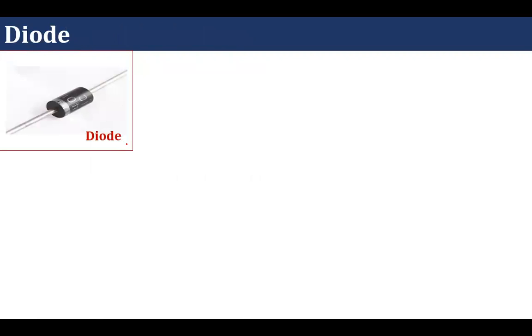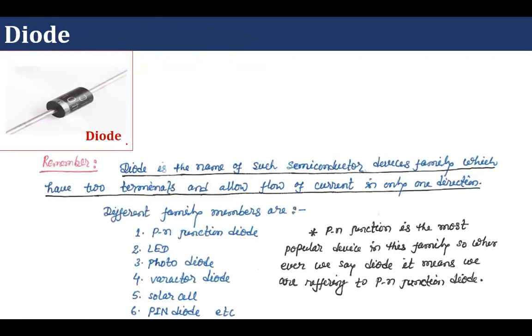So this is the diode. Now let's define what a diode is. Diode is the name of a semiconductor device family. It is a device family name whose members have two terminals and allow flow of current in only one direction. So all the semiconductor devices which have two terminals and allow flow of current in only one direction can be part of this device family, which is named diode.